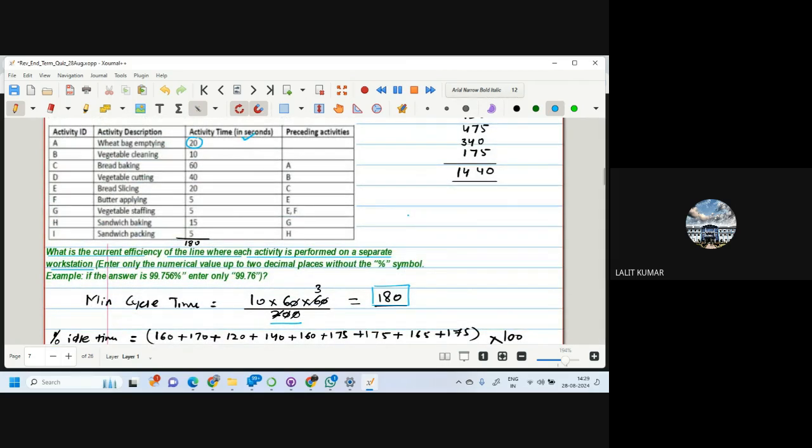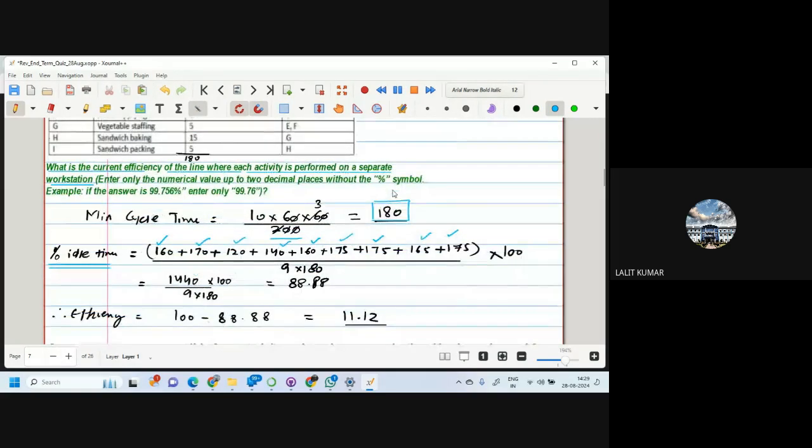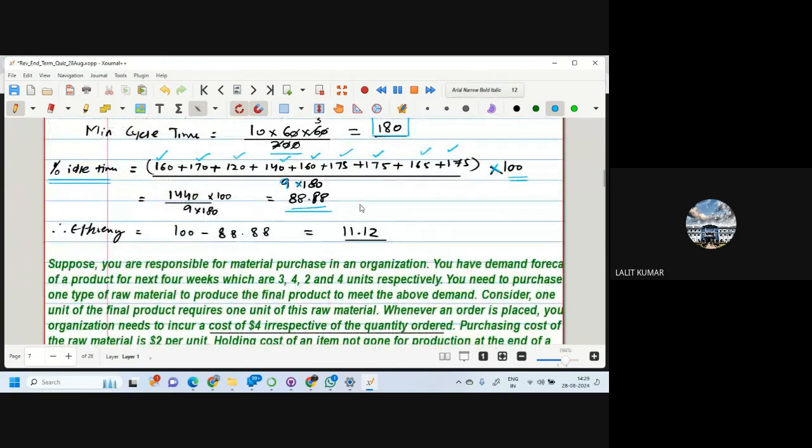So 180 minus 20 is 160. 180 minus 10 is 170. So like this, you find the idle time for each workstation. Divide by number of workstations into the cycle time and into 100. So this will give you the percentage idle time. So this comes around 88.88%, and efficiency is nothing but 100 minus percentage idle time.